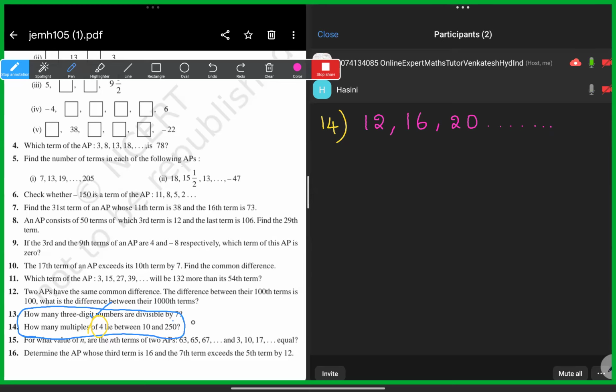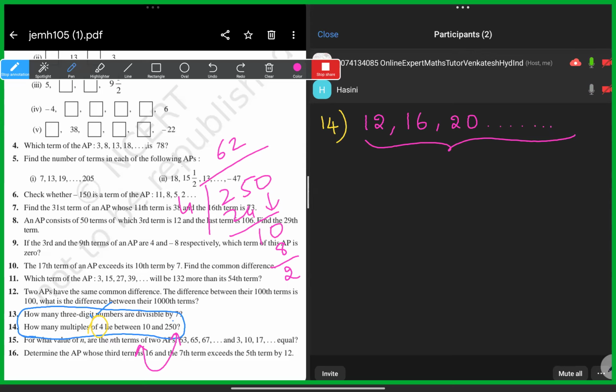Yes, Hasni. Suppose it is divisible by 4 also, in this particular question we should not write 250. Why, Hasni? It should be between 10 and 250. Between means if 250 is divisible by 4 also, we should not write it here. Because it's after 10? After 10 only, but between 10 and 250 means we are writing all the numbers which are exactly divisible by 4 in between 10 and 250.